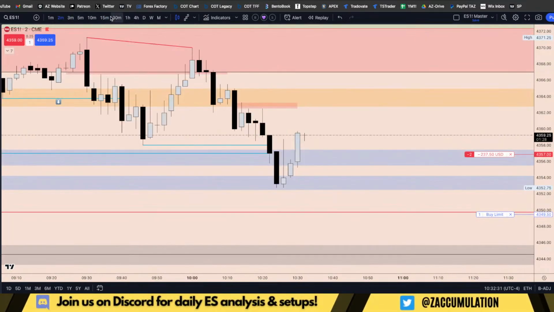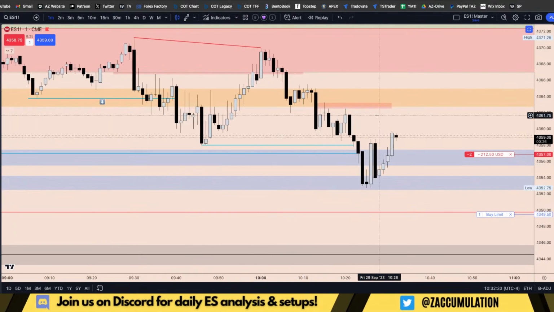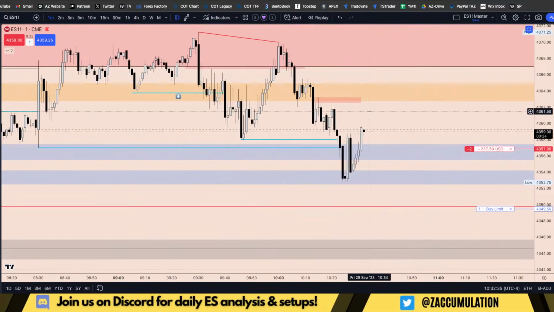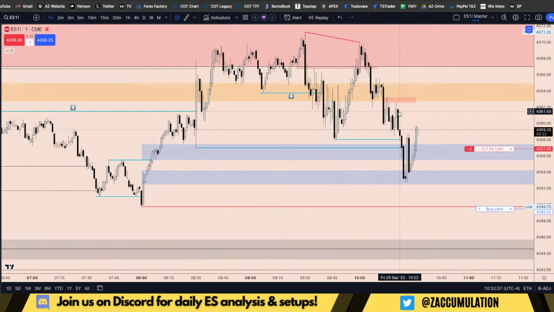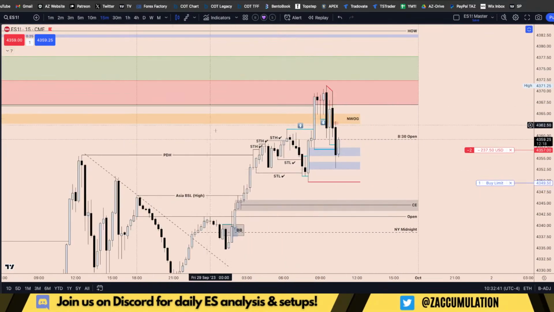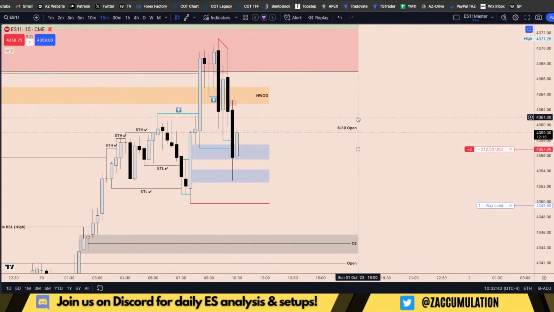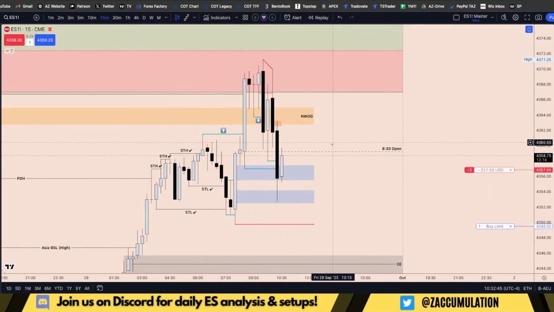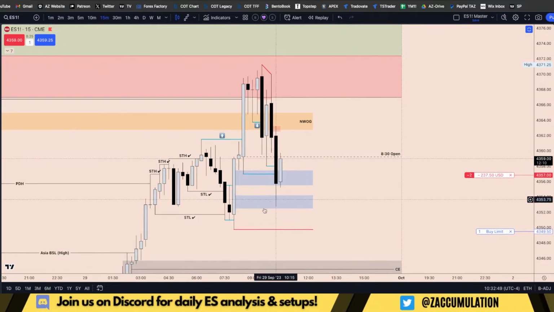Three-minute, 2-minute, 1-minute. Yeah, still conflicting. You could now frame a long while framing a short, like we did before. I was favoring the sell side. It could be a deep retracement to continue back up.